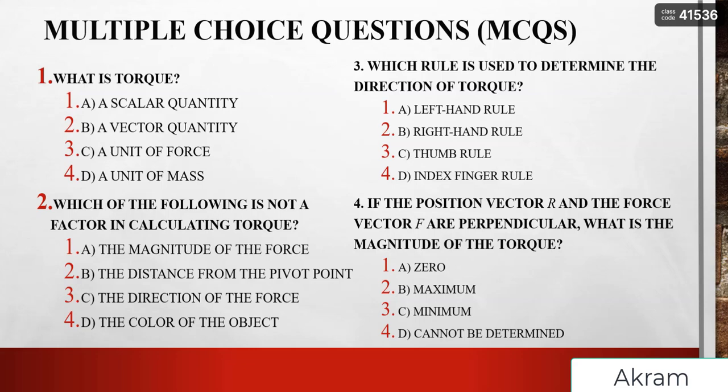3. Which rule is used to determine the direction of torque? A, left-hand rule. B, right-hand rule. C, thumb rule. D, index finger rule.